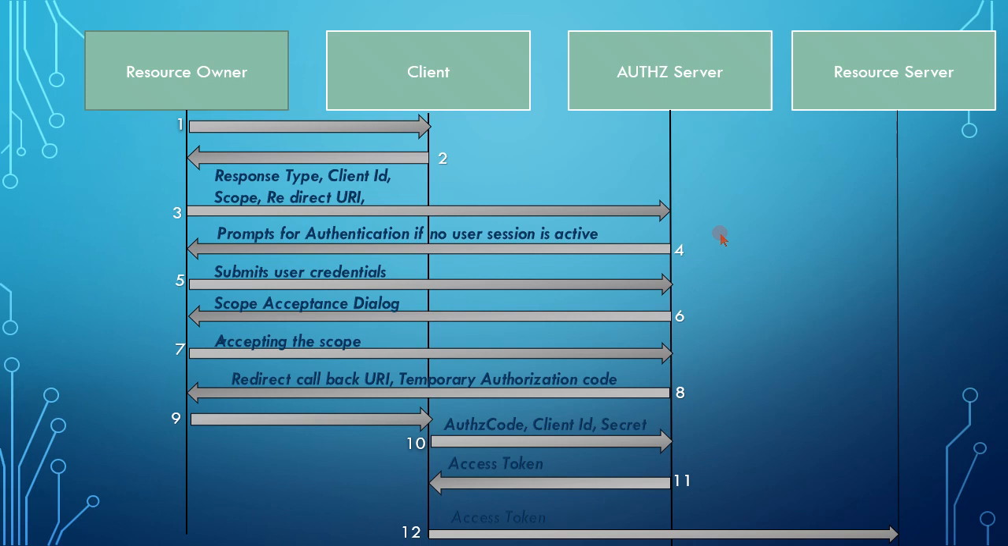The authorization server, on receiving this request, will send a request back to the resource owner with a redirect callback URI and a temporary authorization code. And step number 9, the resource owner sends this request back to the client. Why is it going to the client in step number 9? Because the redirect callback URL is to the client. So it comes back to the client.